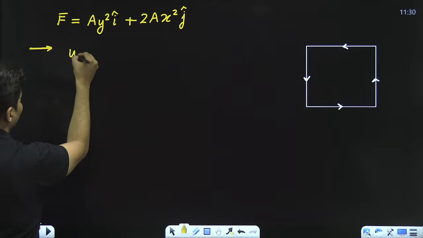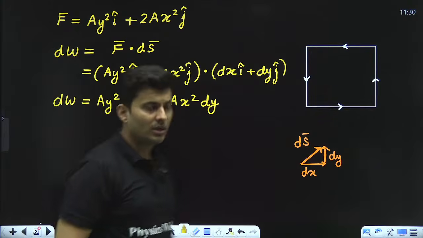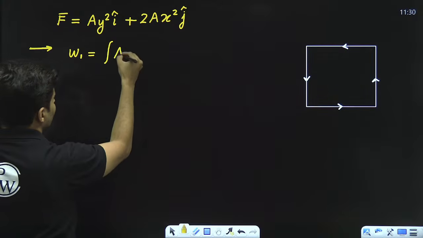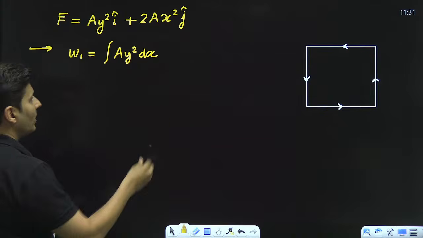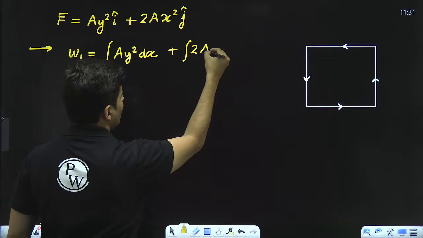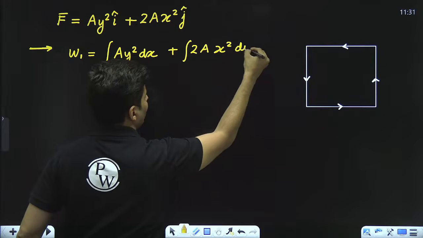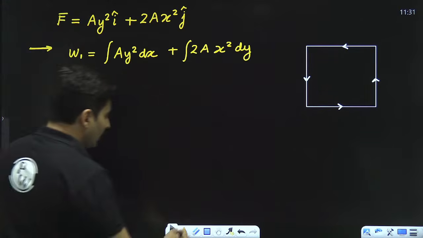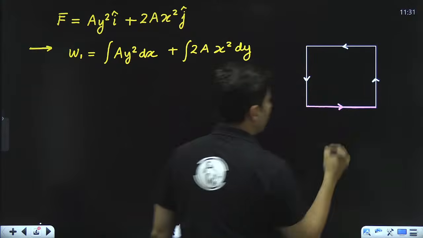Okay, once we get this, let's find it out for every single part from here to here, here to here, here to here, and here to here. I know the coordinates already, so it's okay. So first, let's go like this. In that case, the work done in the first part will be integration of this quantity from here to here. So it will be nothing but integral of a y square dx plus integral of 2ax square dy. This is going to repeat for literally everything, guys.